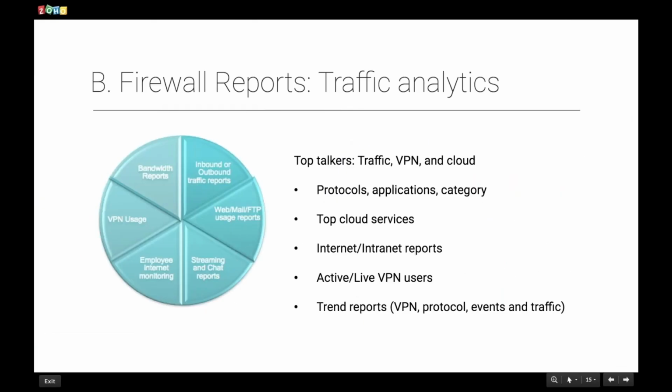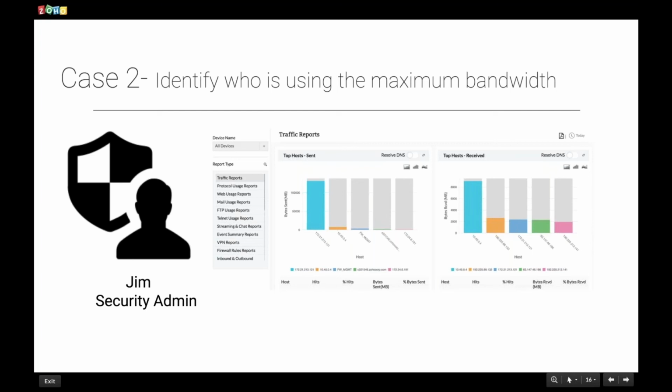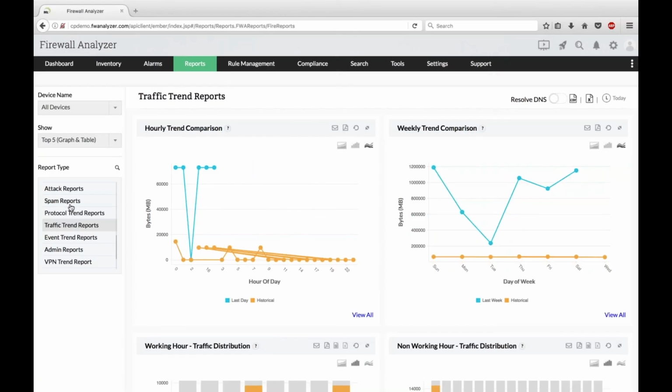So again, let us now look at a use case. In Jim's company, there is an unusual bandwidth shortage on a particular day, and the productivity is affected because of this. Jim has been asked to identify the user who's using the maximum bandwidth. Let us look at how Jim identifies this using Firewall Analyzer. So we need to identify that specific user who has been using the maximum bandwidth.